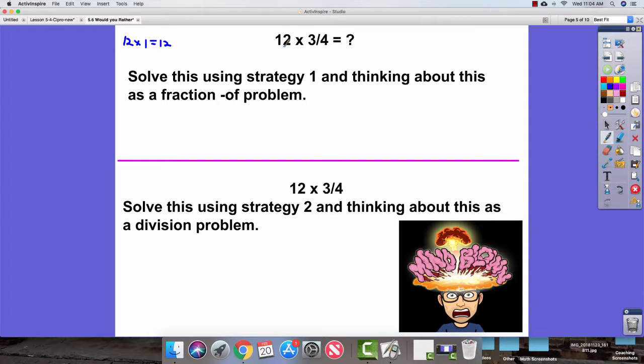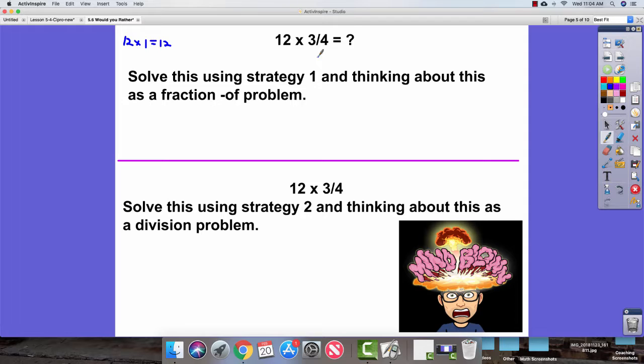And also, we talked about how, it's 12 times 3/4 here. So we are only finding part of our whole. In this case, our whole is 12. So we're only finding part of it, not all of it or more than that. So it makes sense again as to why we'll get an answer that's less than 12.